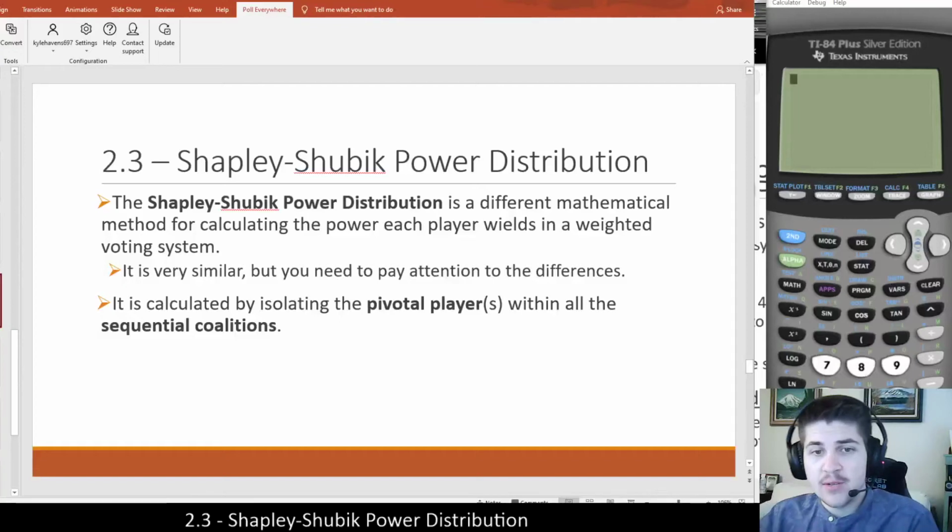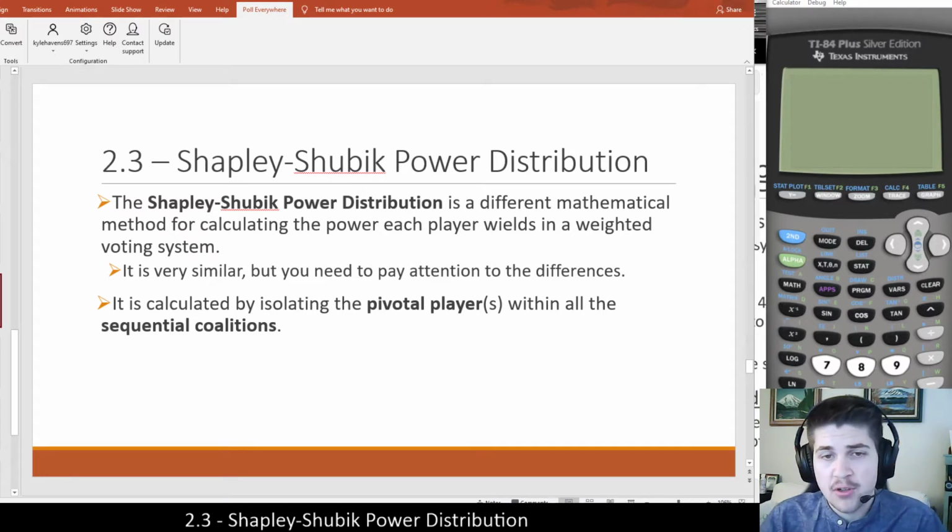In this video, I wanted to introduce and discuss the Shapley-Shubik power distribution, which is an alternate way of determining the power levels within a weighted voting system. And what I wanted to begin with is, well, what are the differences? Because a lot of the aspects of the Shapley-Shubik power distribution are very similar to that of Banzhaf, if not exactly the same. So the main difference to the Shapley-Shubik method is that we're going to be now caring about the order in which the players are voting.